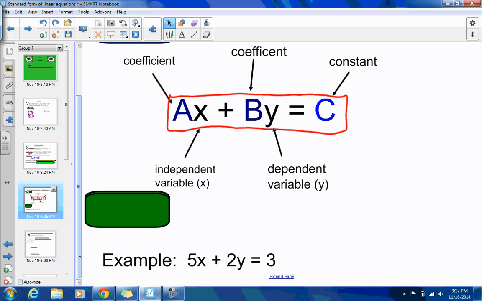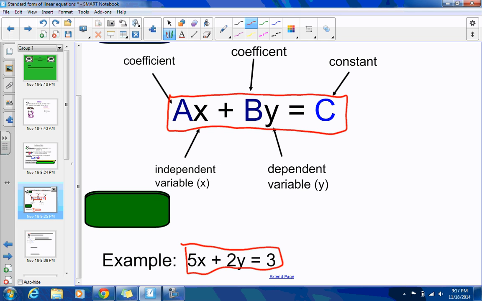I have one example here that I just wanted to show you. It's an actual example, and this is with numbers. 5x plus 2y equals 3. That's what you'll see with numbers like that. It's in the form, has the x term and the y term on the left, and then the constant term all by itself on the right of the equal sign. All right, so that's the important thing there to see.